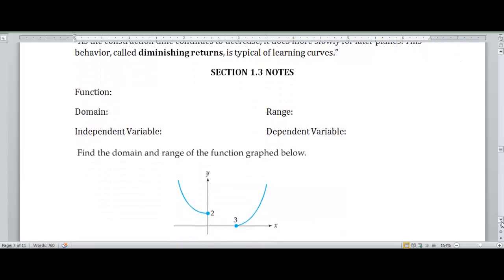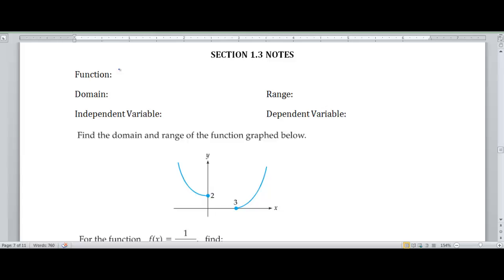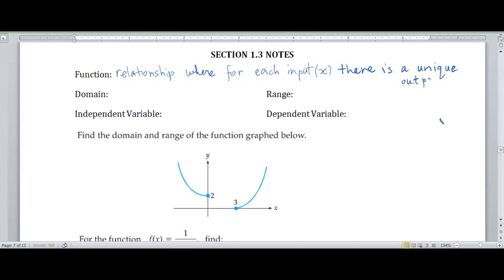Okay. All right, let's go to section 1.3, function. What is a function? A function is simply a relationship where for each x, or for each input, and I'll call the input variables x, there exists for each input a unique output, y. Okay. For each x there exists one unique y.